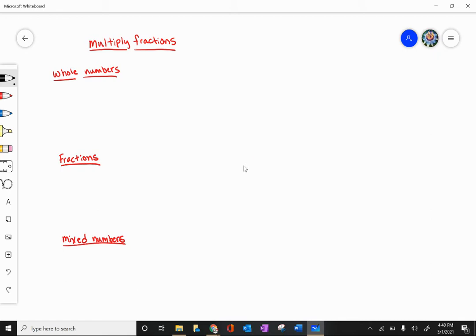So starting off, whole number times a fraction. So this is whole numbers times fractions. Everything will be dealing with fractions. So when you want to multiply a whole number, let's say 4 times 3/4, what do you do? You multiply the whole number by the numerator and then simplify if it can be simplified.